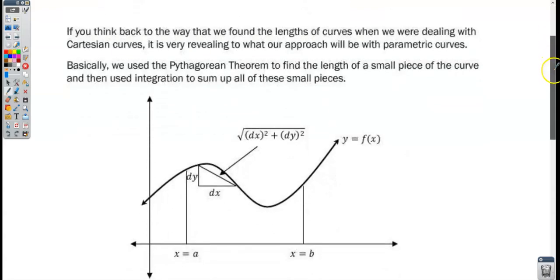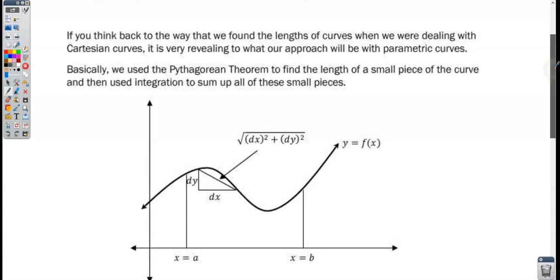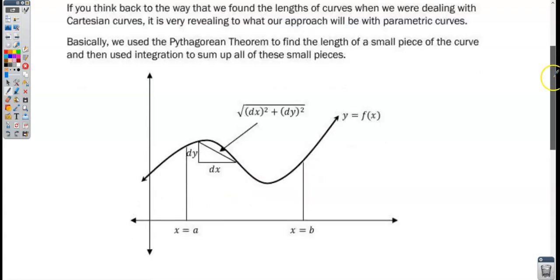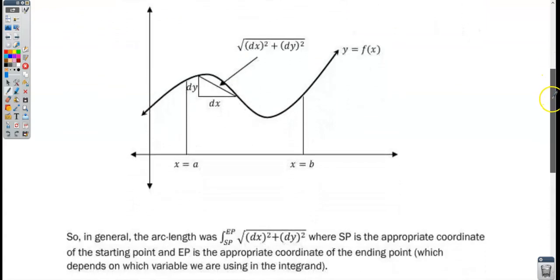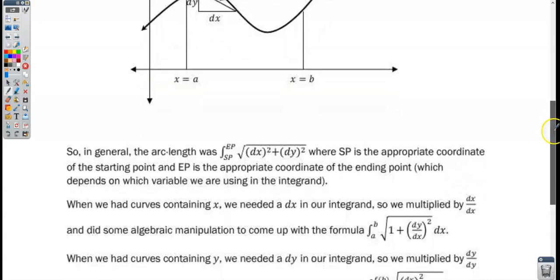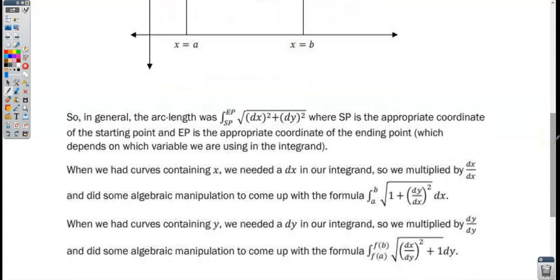Basically what we did to find the arc length of Cartesian curves was we used the Pythagorean theorem to find the length of a small piece of the curve, and then we used integration to sum up all of these. And depending on what variable our curve was in terms of, that established how we manipulated this square root of dx squared plus dy squared to get the appropriate differential in our integral that we needed.